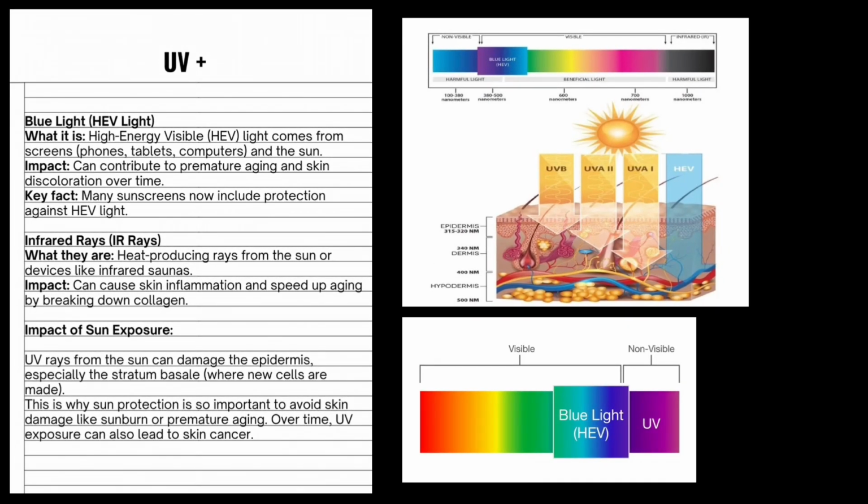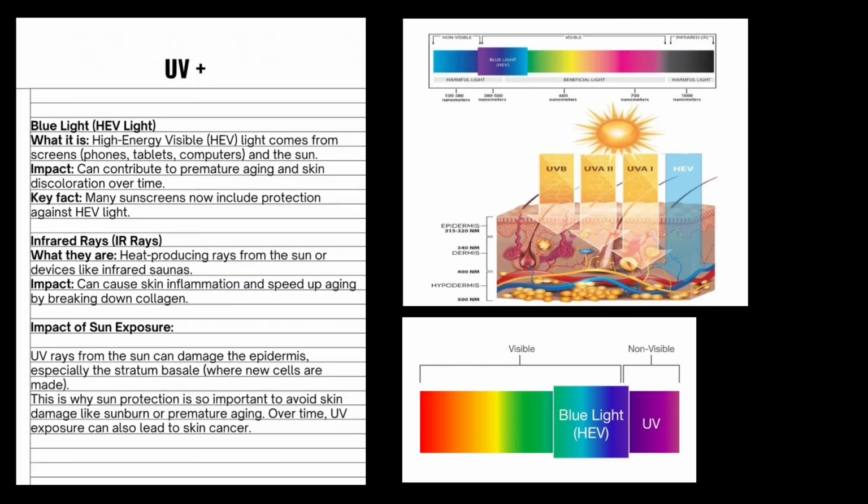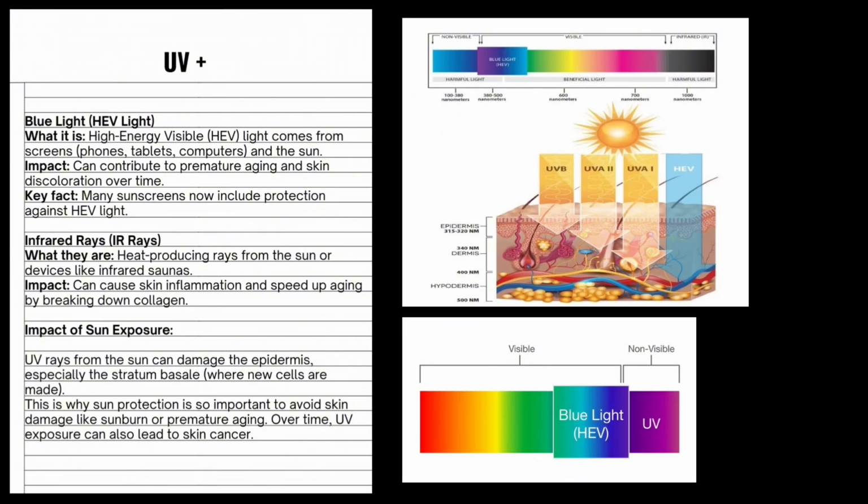Blue light, HEV light. Blue light is high energy visible light, and it comes from screens and the sun. It can contribute to premature aging and skin discoloration over time. A key fact is that many sunscreens now include protection against HEV light.